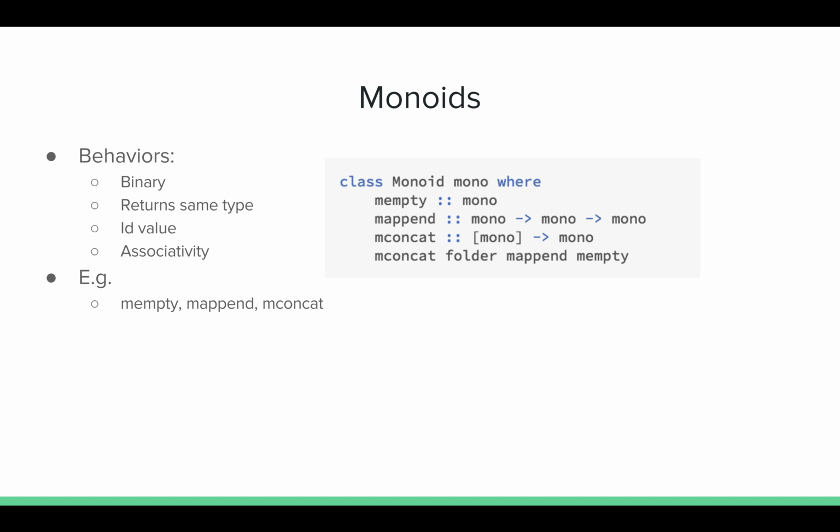What associativity means in terms of monoids is that it doesn't matter the order that the behaviors are written. If you take our example on the right there, any of those definitions could be nested in any order and it would function the same. Empty is basically just the ID.